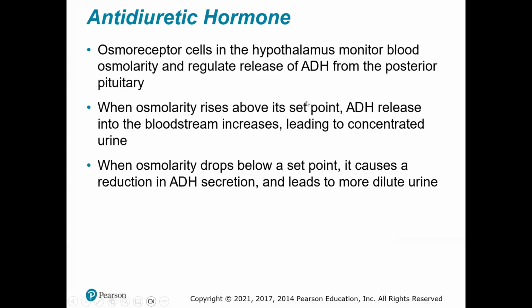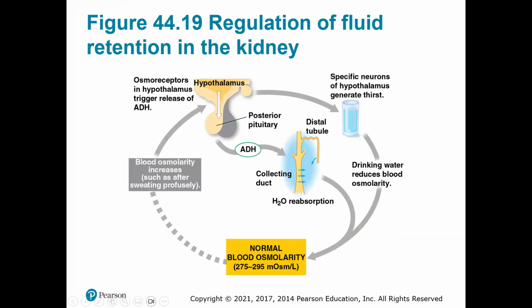Okay. And the hypothalamus actually monitors blood osmolarity and regulates ADH production if the body needs to hold on to water. And if the osmolarity drops below a set point, so it becomes less concentrated, that means the body has enough water or even too much water, it decreases ADH secretion and leads to more dilute urine. And this is the mechanism of how it works.